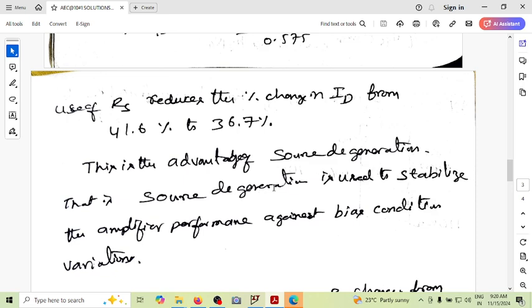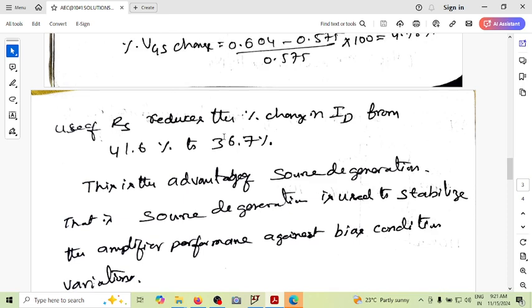That is, source degeneration is used to stabilize the amplifier performance against the bias condition variations. Because when you change R2, the bias condition will change. The change in bias conditions will certainly affect your ID, but that effect is a bit reduced because of the presence of RS. Suppose you change the value of RS from 100 ohm to 200 ohm, you can still find this will be slightly different. You can just give it a try.